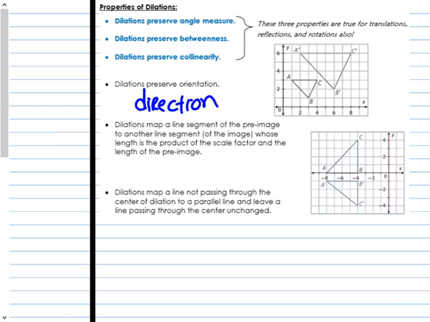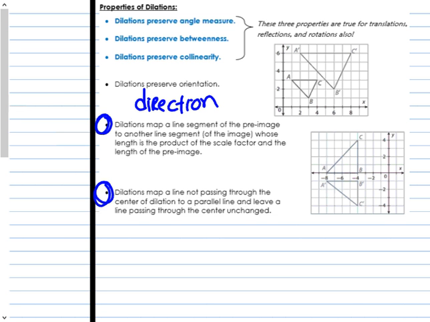Dilations map a line segment of the pre-image to another line segment of the image, whose length is the product of the scale factor and the length of the pre-image. And lastly, dilations map a line not passing through the center of dilation to a parallel line and leave a line passing through the center unchanged. Those two properties, they're on here. We really won't discuss them a lot in geometry. We care mostly about the first four.